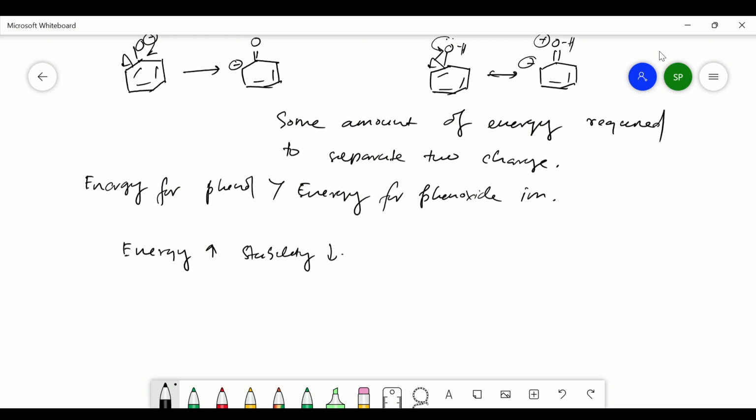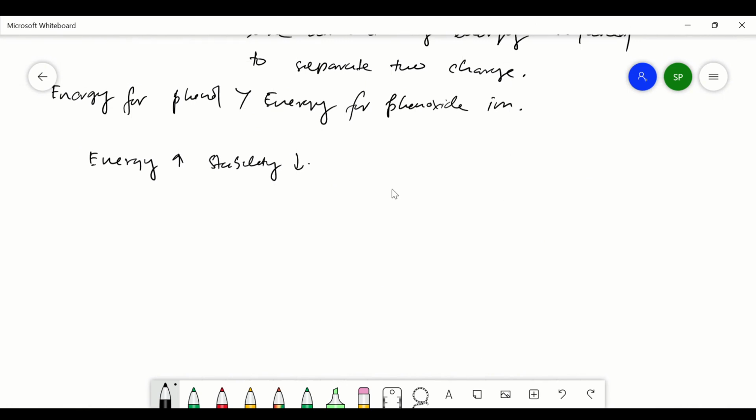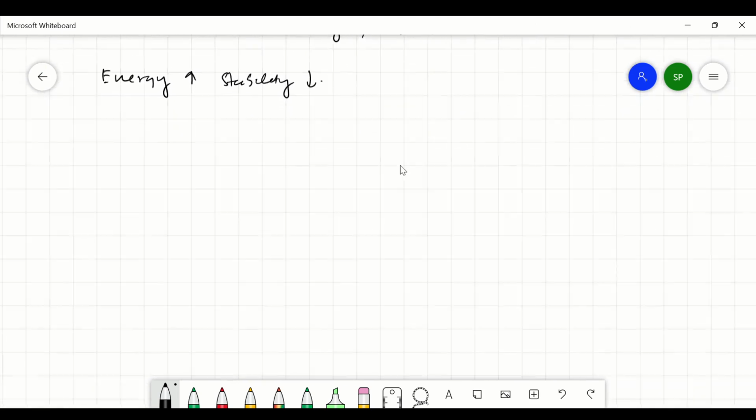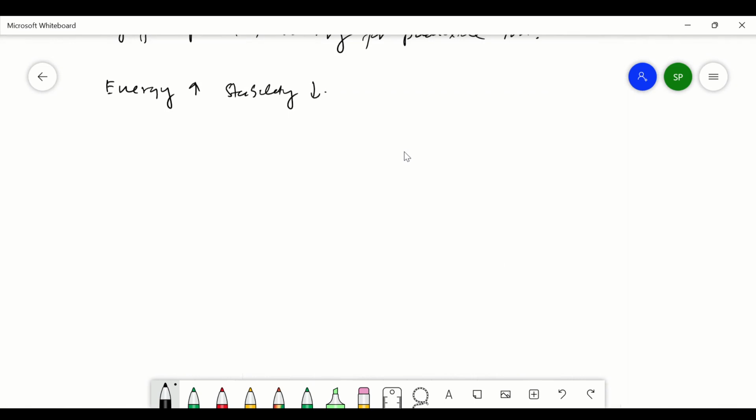Okay, next we will see, for acidic nature, the influence of substituents on the acidity. There are two categories of substituents: one which gives +I effect and one which gives -I effect. The +I group decreases acidity, and the -I group increases acidity.